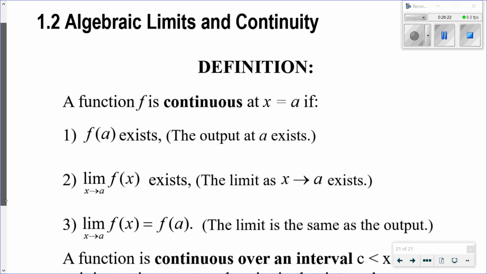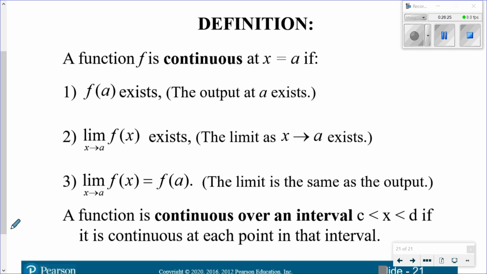Okay, and our last slide that we want to talk about is when a function is continuous. Okay, so there's a test for whether or not a function is continuous at a given point at the value a. Number one, we have to be able to get a value when we plug a in. So if we can't plug a in and get a value, then it's not continuous. Number two, the limit as x approaches a has to exist. And number three, the limit and the value when we plug a in need to be the same thing.